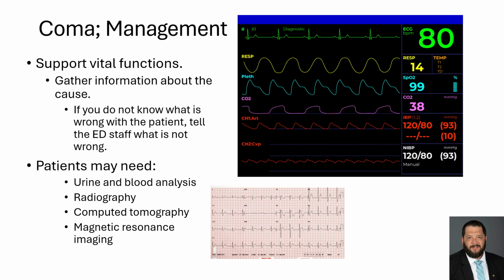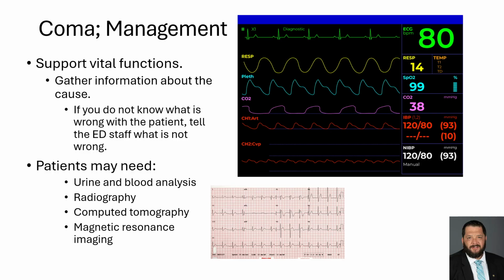When we're looking at managing coma patients, we need to make sure that first and foremost we're supporting vital functions. So evaluating things like airway patency, respiratory rate and depth, and then ensuring adequate circulatory status and considering things like oxygen for the hypoxic patient. Once we maintain vital functions for that patient, the patient should be transported to an appropriate facility because patients may need further evaluation such as urine and blood analysis, radiography, computed tomography or CT machines, and MRIs.